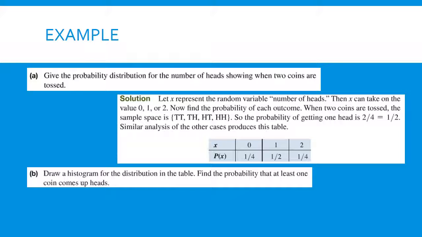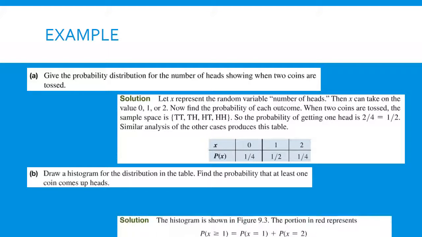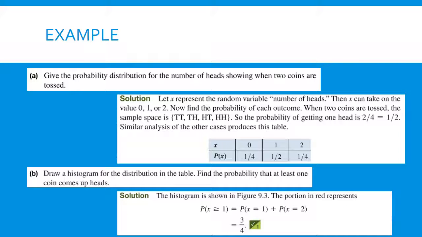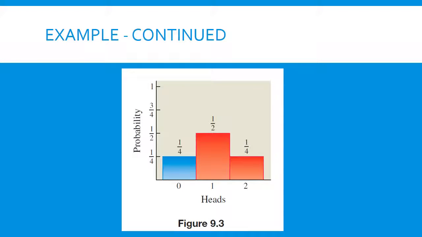We could have heads, tails, or tails, heads. In both of those cases, we have 1 head, and there's 2 ways that can happen. And then finally, we could have both of them heads, and there's only 1 way. So our X is 0, 1, and 2. The probability of 0 is 1/4. The probability of 1 is 1/2, or 2 out of 4. And the probability of getting 2 is 1/4. Okay, and for B, there's our probability distribution.